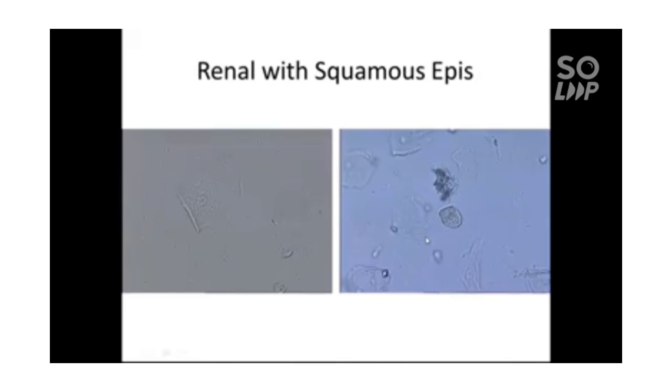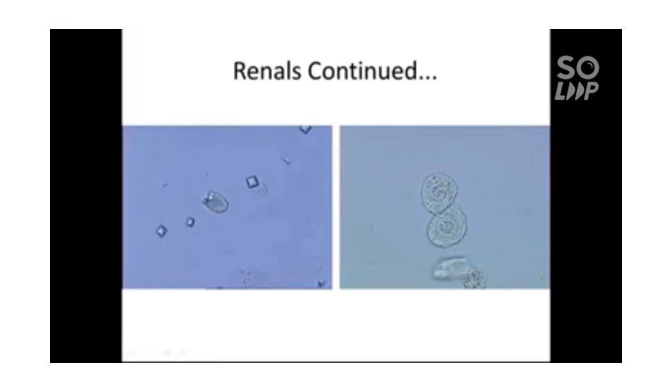Here you have some transitional epithelials, and you'll note the lip of the transitional epithelial, and sometimes they will have a flattened edge, and then a nucleus. And then we have squamous epithelial cells, and then some renal epis here, and some squamous. And then here are some more renal epithelial cells. And note that they are pretty regular in shape.